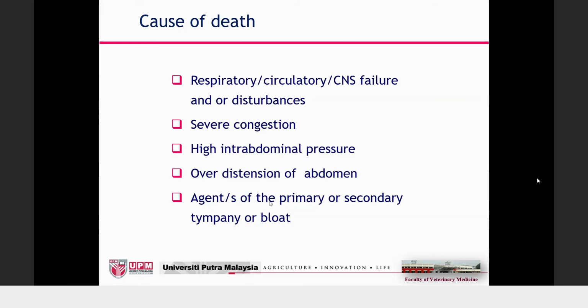Can you follow me when we talk about cause of death? Yes, Prof. Okay. And that's why this is very important for us as pathologists. If you reverse the pathogenesis, you start from the agent, over-distension, intra-abdominal pressure, severe congestion, low venous return, low cardiac output, ischemic necrosis of the vital organ, and failure of the respiratory or secretory functions. So that is the cause of death.